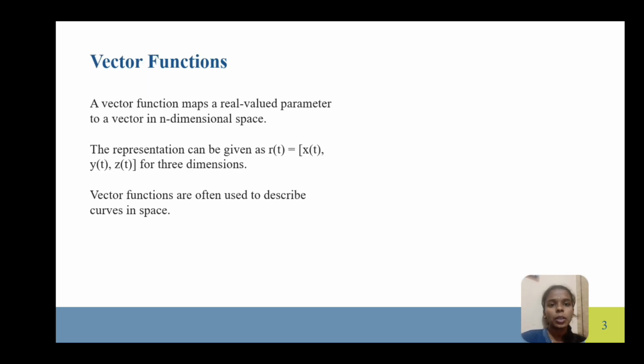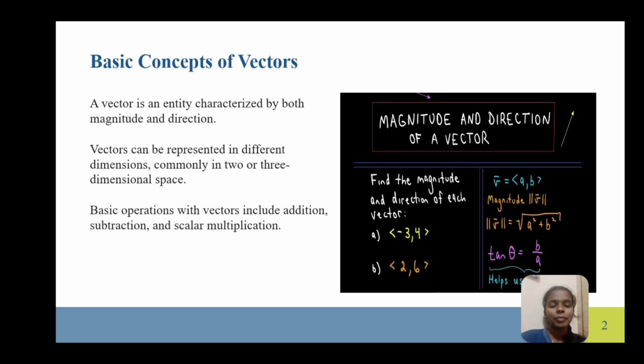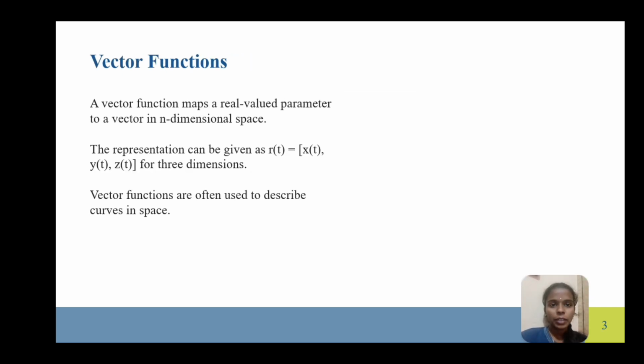Vector functions. A vector function maps a real valued parameter to a vector in n-dimensional space. The representation can be given as r(t) = (x(t), y(t), z(t)) for three dimensions. Vector functions are often used to describe curves in space.